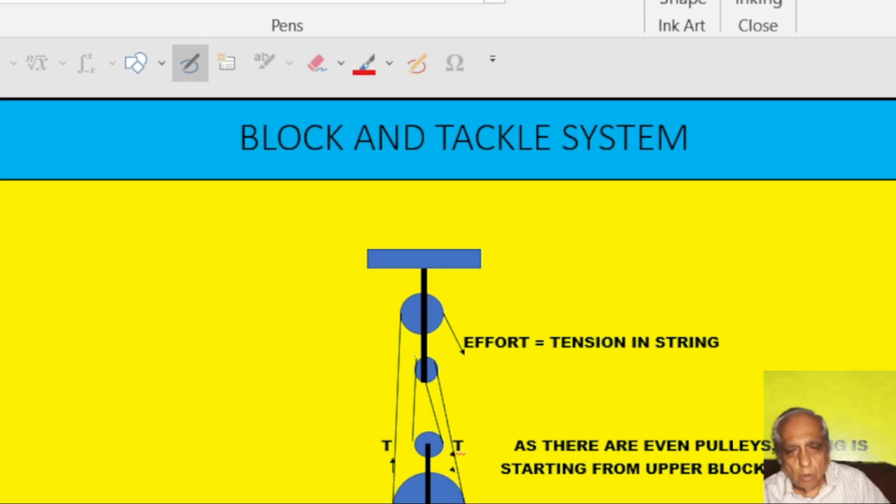Now see, in the block and tackle system we have 2 sets of pulleys, 2 blocks. One is the upper block, as you can see, this is an upper block. All pulleys in the upper block are in the same frame, they are connected together, and all pulleys in the lower block are also connected together in the same frame. So that is why this is called upper block, this is called lower block. Upper block is fixed to a rigid support. Upper block is always fixed to the rigid support.